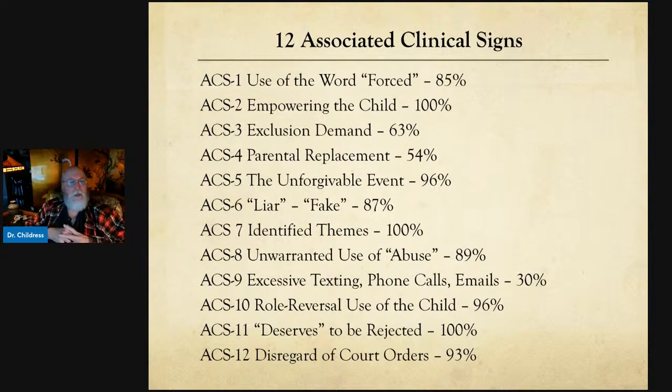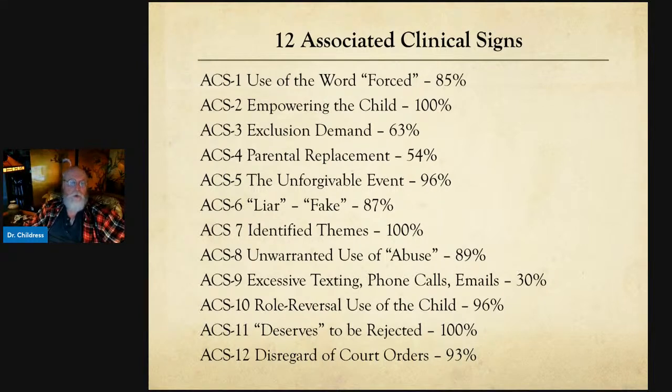There are certain identified themes that are offered for the rejection, and 100% of the families showed those types of themes for the rejection. And then ACS8 is the unwarranted use of the word abuse. Now, all abuse allegations should be fully investigated, but borderline personalities tend to exaggerate. Every inconvenience is abusive. And so it's that inflammatory use of language and inflammatory allegations that's a concern. And that was in 89% of the families.